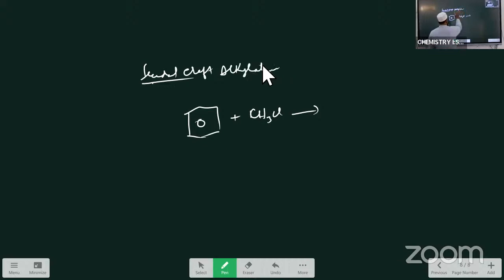See here, once again I am taking benzene. Benzene when treated with what? Alkyl halide. Friedel-Crafts alkylation. Alkylation means what? We are substituting the alkyl group. For this, what is the reagent we are using for the alkylation purpose? CH3Cl, alkyl halide, in the presence of the Lewis acid, AlCl3.